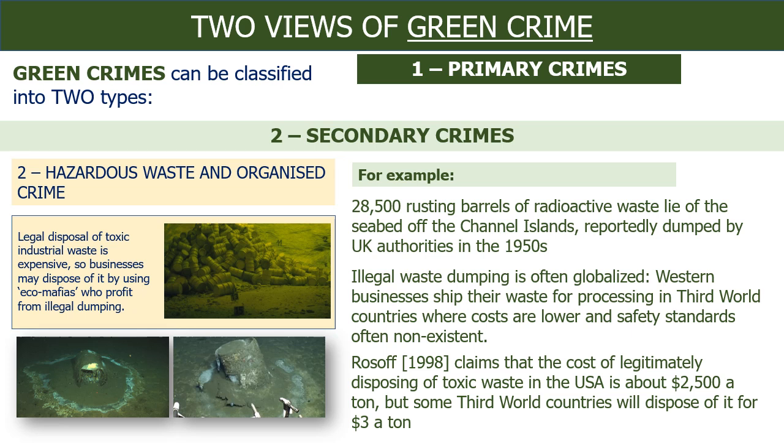Roscoff in 1998 claims that the cost of legitimately disposing of toxic waste in the USA is about $2,500 a tonne, but some third world countries will dispose of it for as little as $3 a tonne. So the incentives of disposing of something safely, ethically, and in a way that doesn't damage the environment are tiny compared to the advantages to a corporation of giving this to an illegal operation that will deal with it much more cheaply.